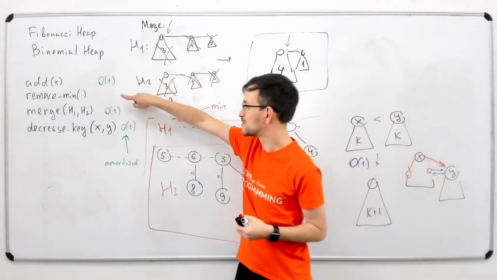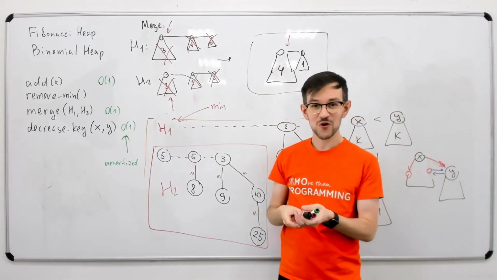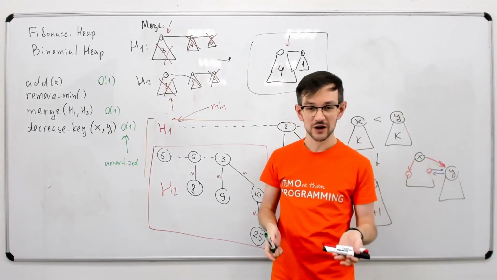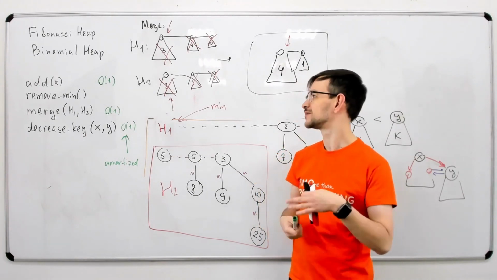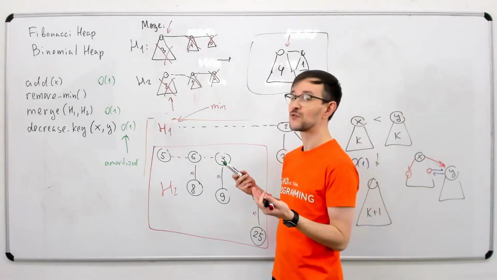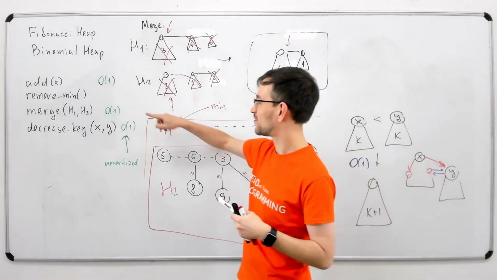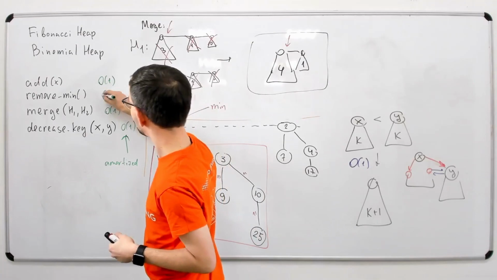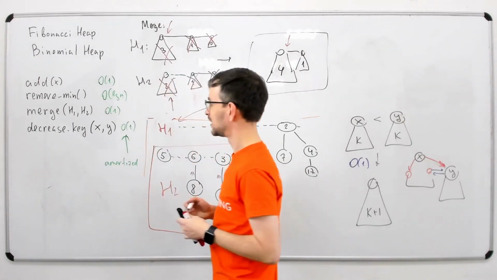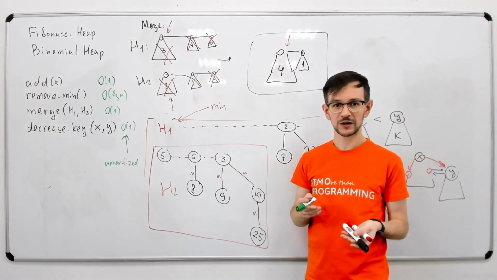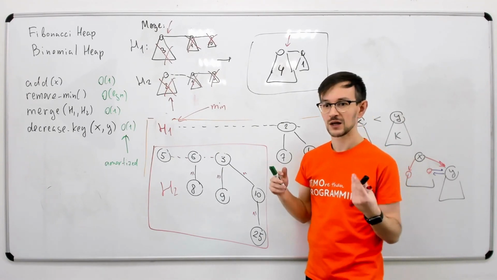And finally, this remove minimum. Unfortunately, we cannot make all operations in logarithmic time. That's quite obvious, but it's unfortunate, but it was expected. So this final operation will work in log n time. So we need at least one operation to work in log n time, obviously.